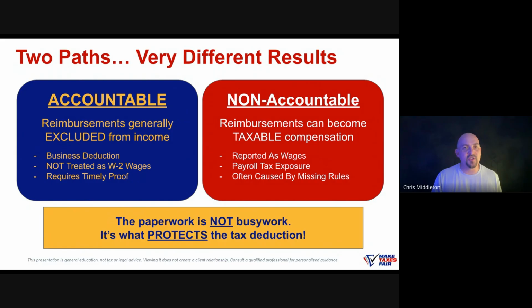That includes business deductions. They count as business deductions. They're not treated as W-2 wages, and you are required to produce timely proof. So you have to abide by the terms of the plan. With non-accountable plans, you run the risk of the reimbursements becoming taxable compensation. They can be reported, and likely will be reported, as wages. There's payroll tax exposure, and again, often caused by missing the rules. So the paperwork is really not busy work. It's what protects the deduction. It's what protects the write-off.